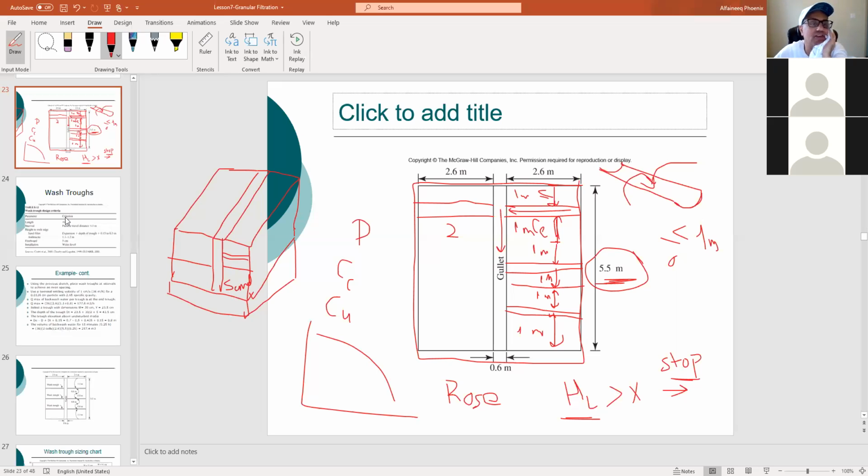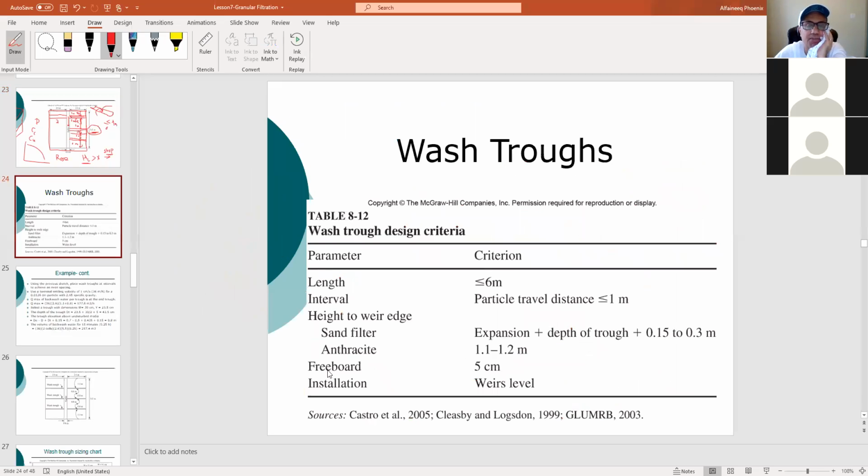Okay, troughs themselves. Their length: you buy them off the shelf, right? So travel distance less than 1 meter, be careful, this is very important. You buy them, and they don't manufacture them longer than that.